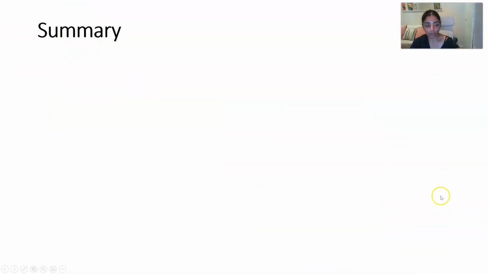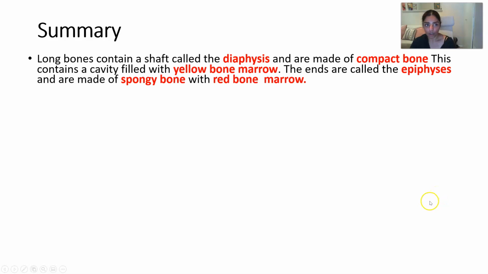To summarize what we've learned so far, we know that the long bone contains a shaft called the diaphysis, and this is where most of the compact bone is found. Now, the compact bone has a medullary cavity which consists of yellow bone marrow, and yellow bone marrow is where fat is stored. The ends of these long bones are called the epiphyses or singular epiphysis, and this is chiefly where spongy bone is found. Now, spongy bone contains red bone marrow where blood cells are formed.